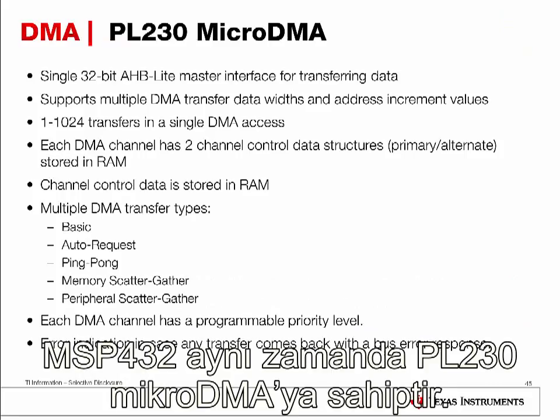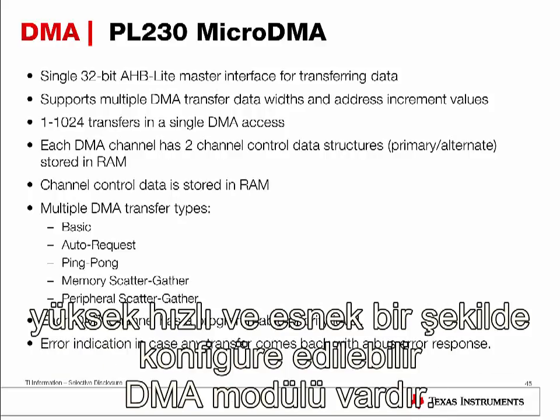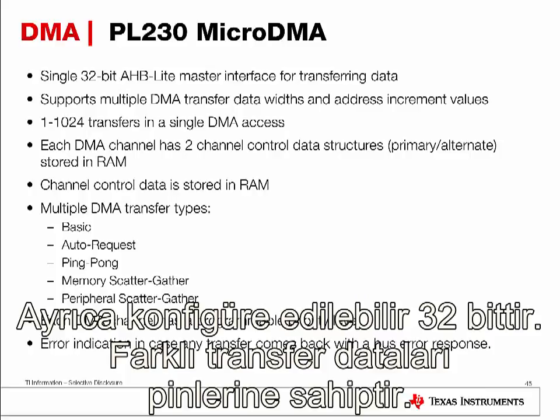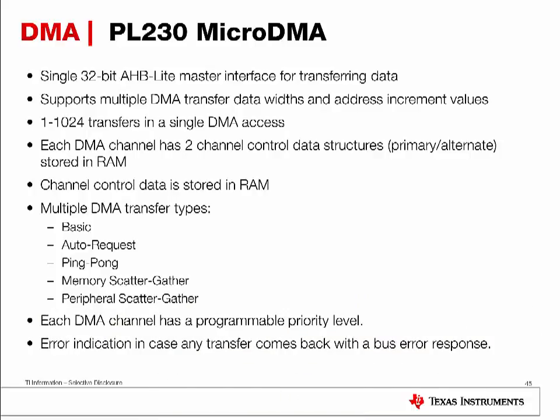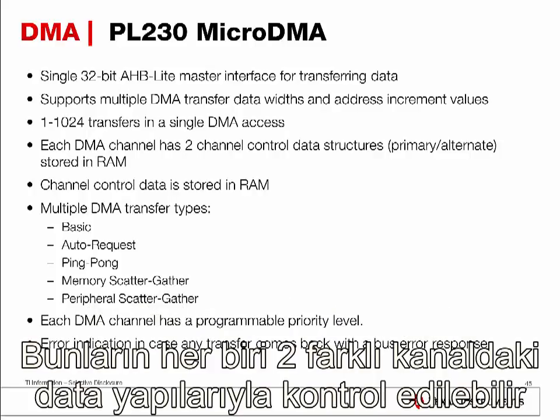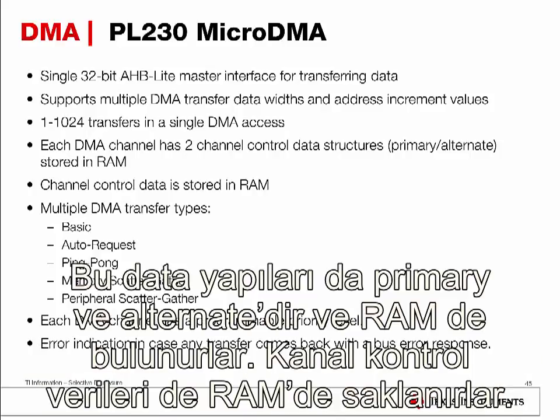The MSP432 also includes a micro DMA module that is standardized from ARM. It is a highly flexible and highly configurable DMA module that allows you to have up to 8 DMA channels. You can configure the DMA to transfer in different types, such as basic, auto request, ping pong, memory, or peripheral scatter-gather. Moreover, you can also configure anywhere from 1 to 1024 transfers in a single DMA access. All of this configuration and control data is stored in RAM, and you only need to exercise one DriverLib API call to configure the entire DMA channel.